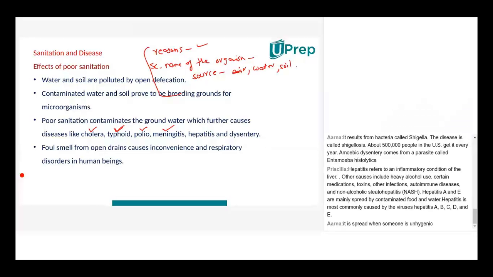Cholera is a disease, actually a diarrheal disease. It is caused when somebody is ill and has very poor hygiene. It is contaminated due to water and food.